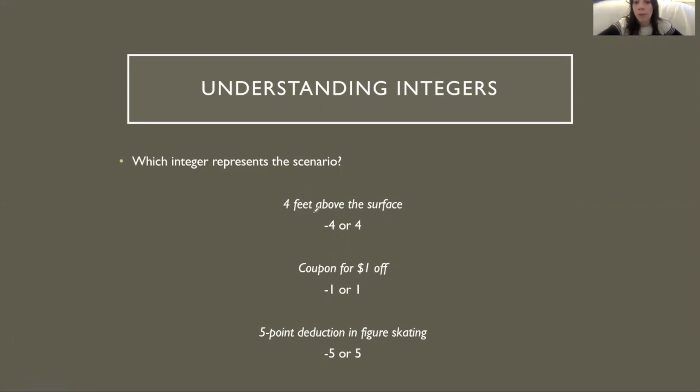So 4 feet above the surface would be positive 4 because we're talking about going up. And a coupon for $1 off would be -1 because we are subtracting, we're taking away a dollar. And then a 5-point deduction in figure skating, again, we are taking away 5 points, so that would be -5.